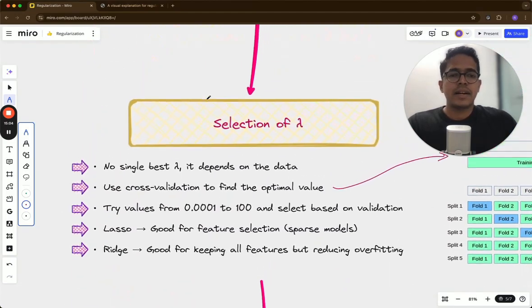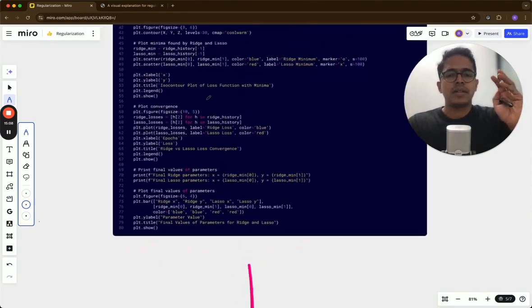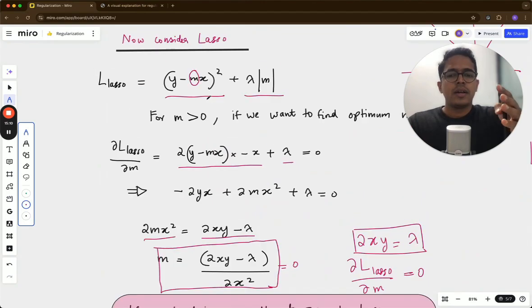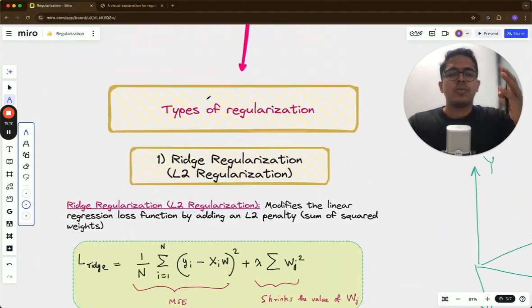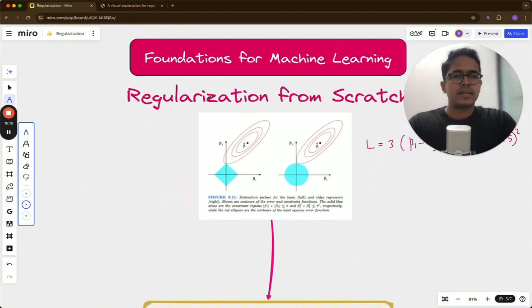It's a fascinating topic. If there is one thing that you want to take away from this lecture, it is the intuition behind this plot. Intuition behind why Lasso makes some of the parameters shrink entirely to 0, whereas Ridge does not do that.